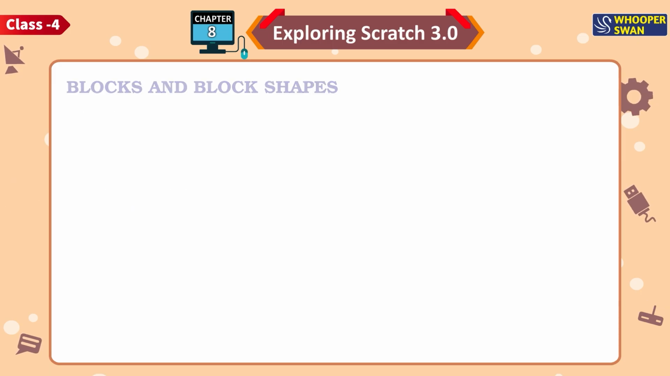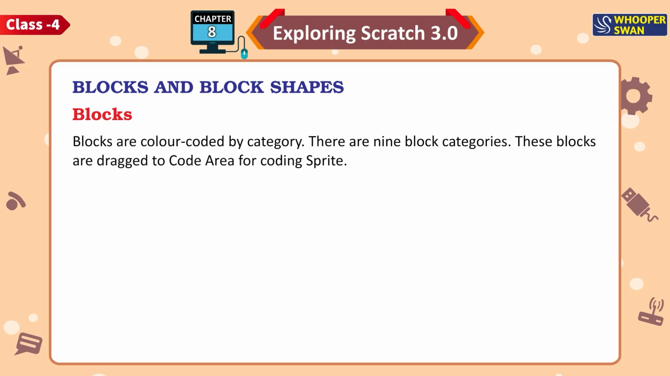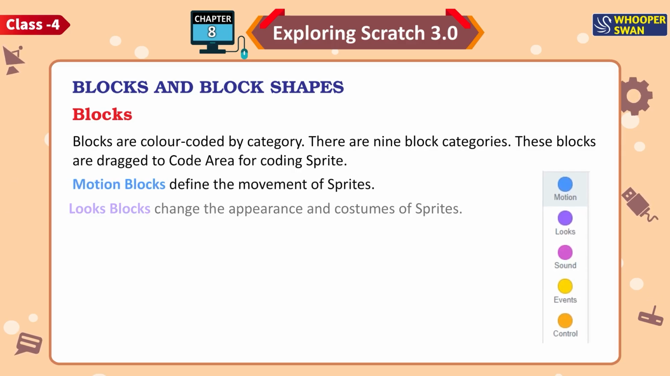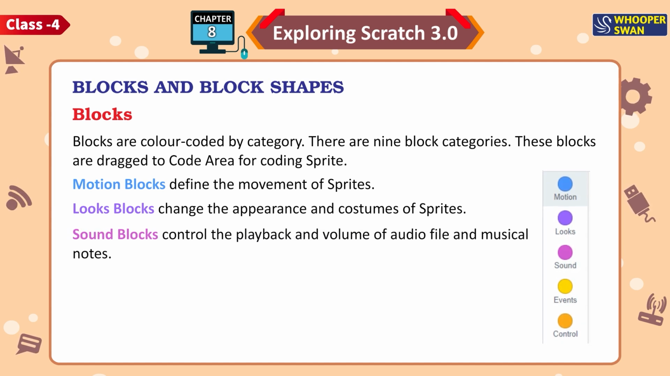Blocks and block shapes. Blocks. Blocks are color-coded by category. There are 9 block categories. These blocks are dragged to code area for coding sprite. Motion blocks define the movement of sprites. Looks blocks change the appearance and costumes of sprites. Sound blocks control the playback and volume of audio file and musical notes.